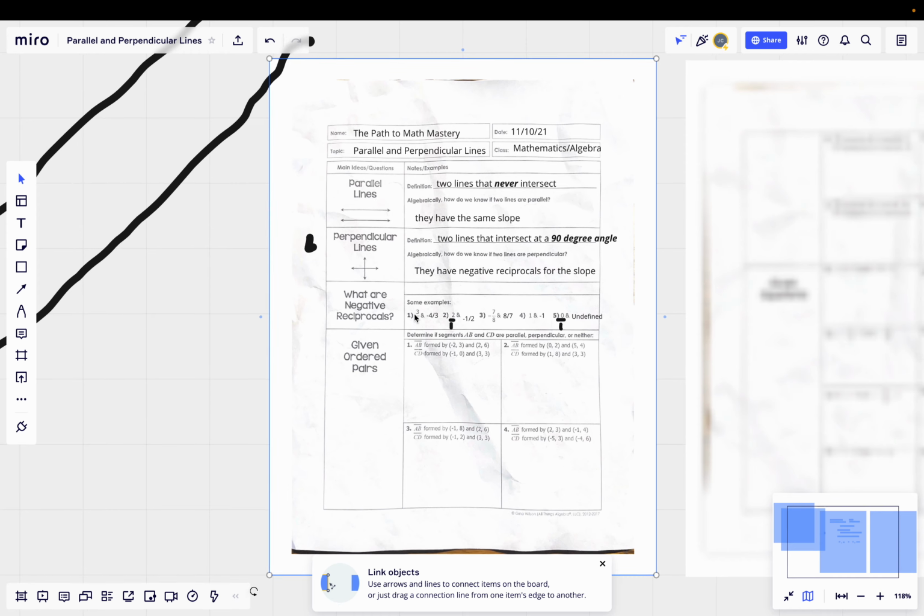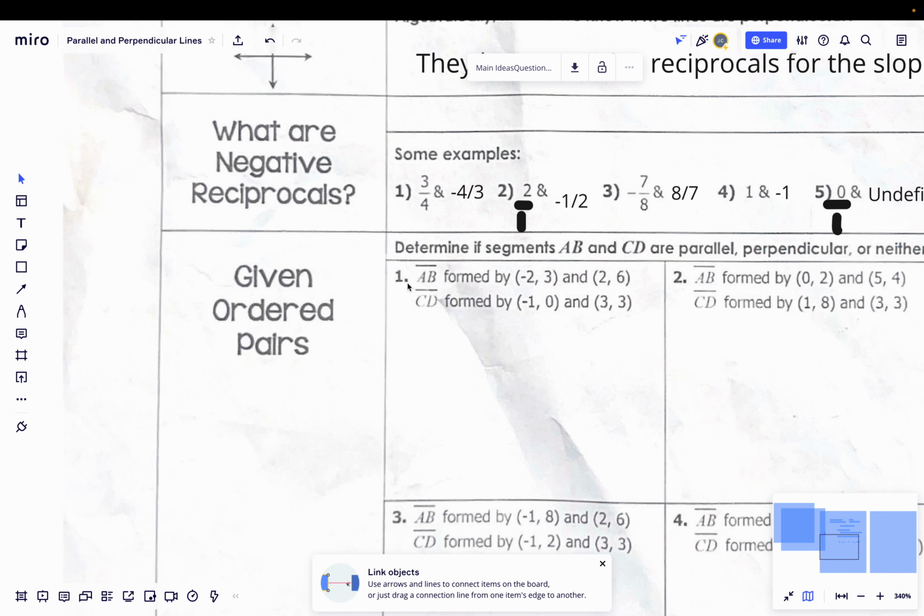So now we're gonna find if lines are parallel or perpendicular given ordered pairs. The first thing is we've got AB and CD. So the first thing we want to do is find the slope of AB, and then we're going to find the slope of CD. So what's the slope of AB? For AB, here was our X value, and here's our Y value. And I'm going to actually highlight it.